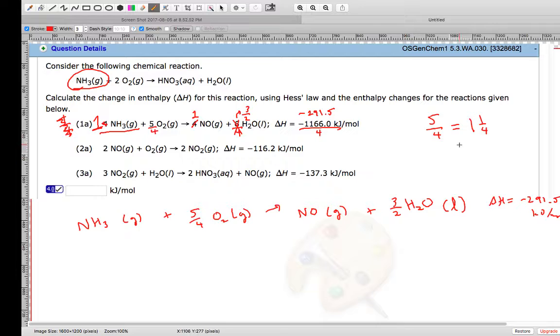Now, so that's 1 1/4, but I want 2, so that means I need 3/4 more. I need 3/4 more oxygens. Where am I going to get 3/4 more oxygens? Well, I can't get it from here, because if I do anything with this equation, I'm going to ruin my 1 NH3, because this is the only place for me to get NH3. So I'm going to get that oxygen from somewhere else. There's no oxygen here. This is the only other place to get oxygen, so I'm going to get it right here. I'm going to multiply this whole thing by 3/4.